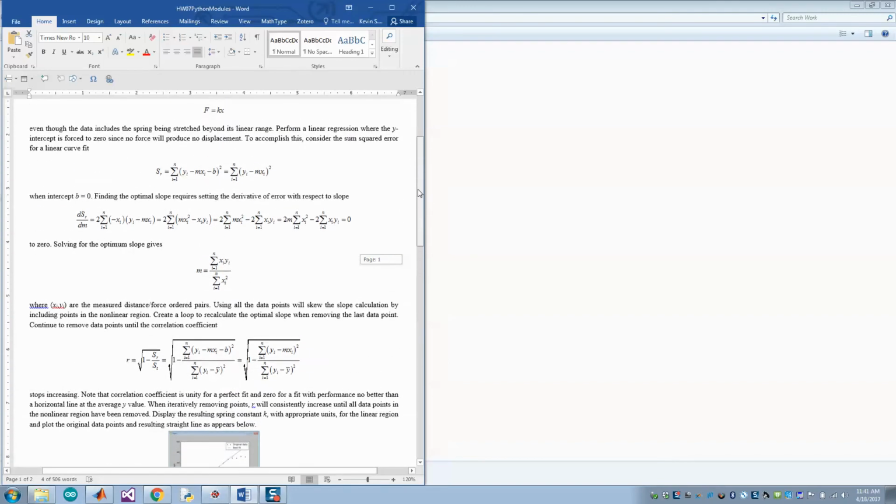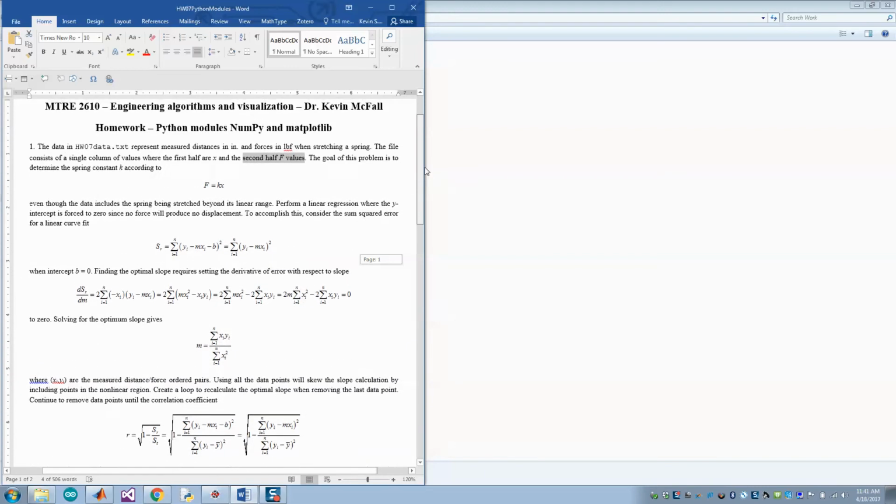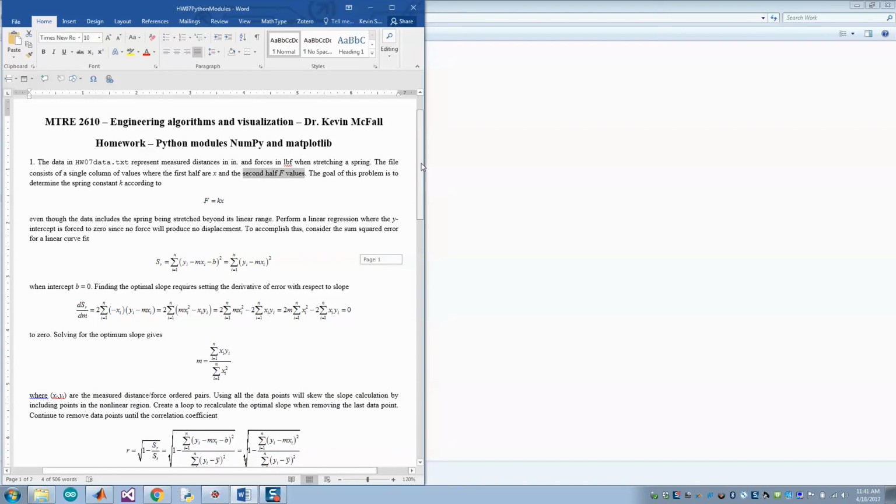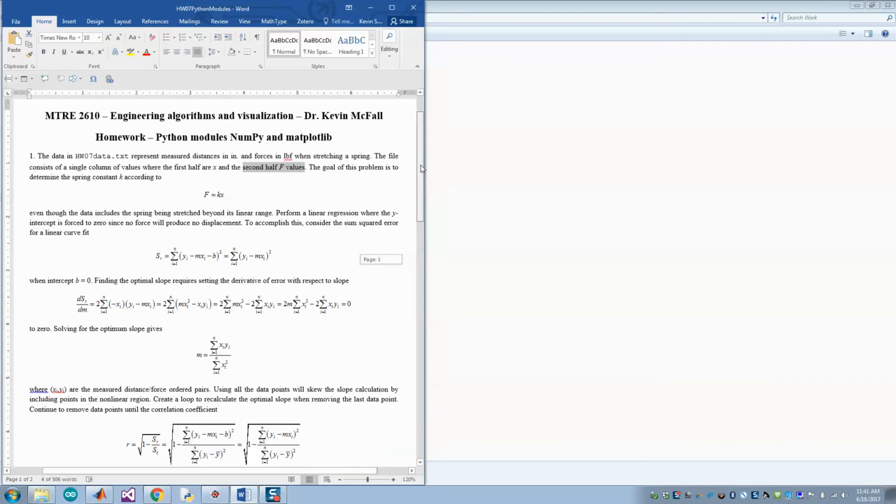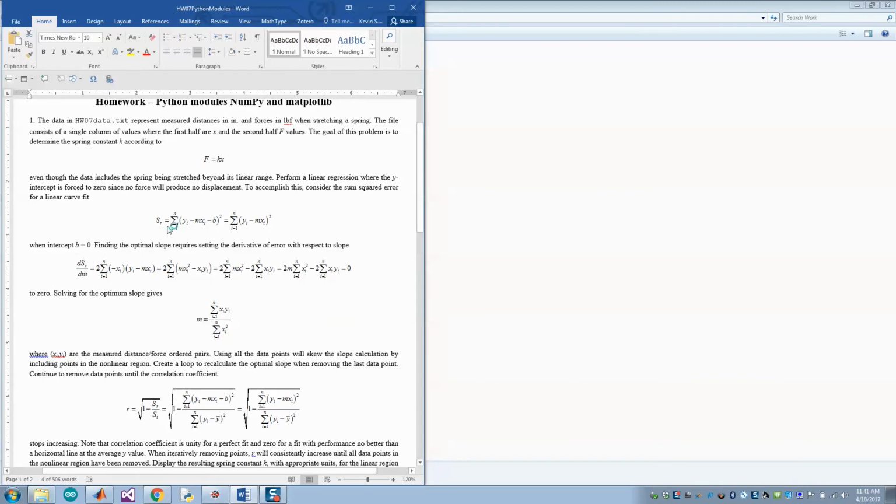Now, we haven't really covered regression or any of this sort of stuff in the course. But basically, I go through here in these two equations and derive how we find the best slope. Essentially, you don't have to worry about those equations so much.